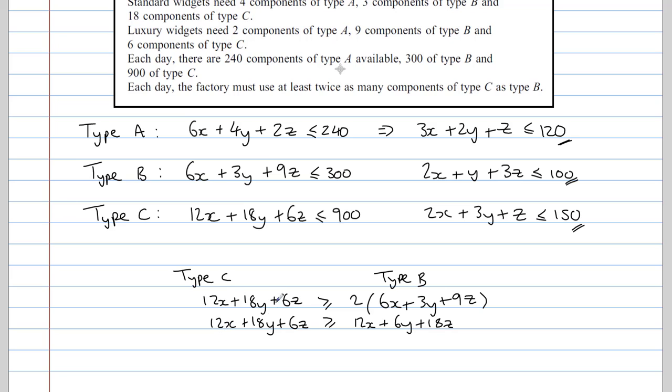And then we'll simplify. There's 12x on both sides, so that will cancel out. We'll subtract 6y from both sides to get 12y on this side and no y's on this side. And we'll subtract 6z from both sides to get 12z on this side. So 12y is greater than or equal to 12z, which means that y must be greater than or equal to z. And that gives us 4 inequalities.